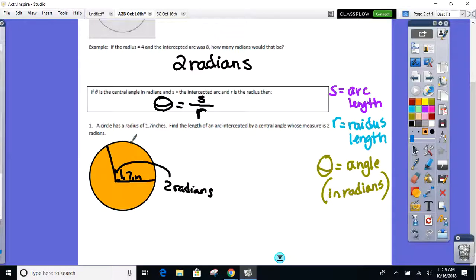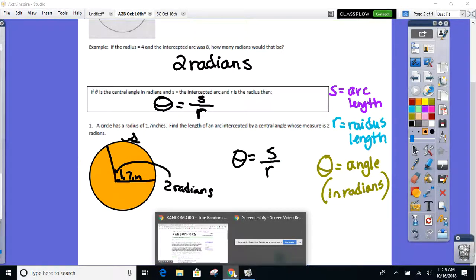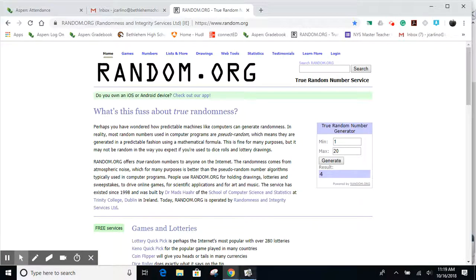What's the arc length? What letter represents arc length in my formula? S. So we're going to be solving for S, but I need your help plugging in for theta and R. All right, so here we go. Theta equals S over R. What's my theta now? What's my theta?